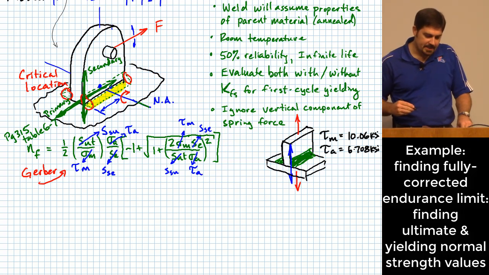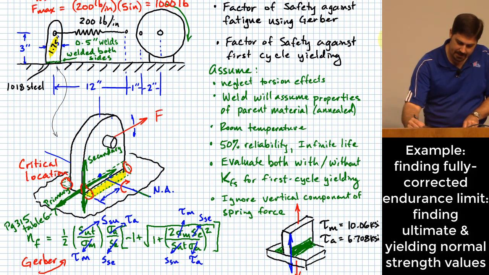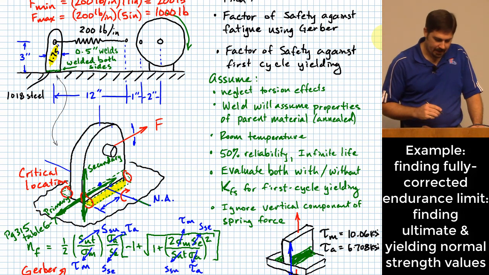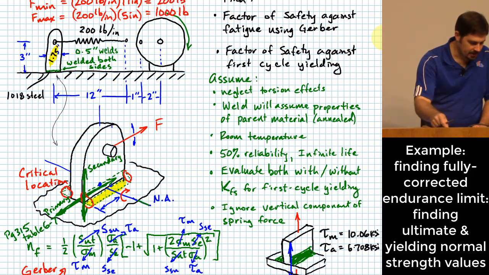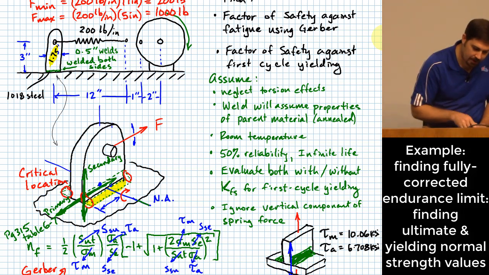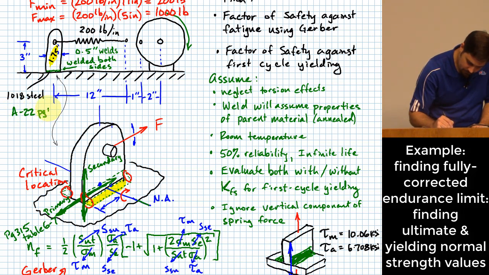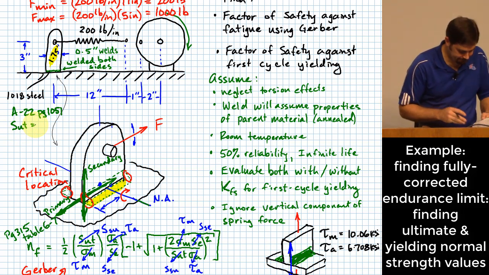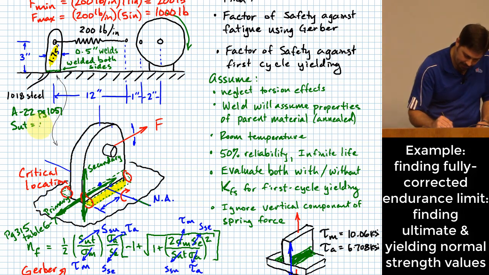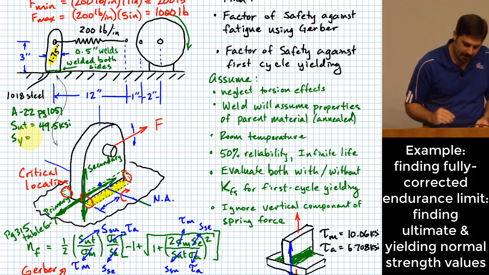First of all, 1018 steel. We need to know some properties for 1018 steel. And rather than spend time looking these up, let me just give these to you. And I need to tell you kind of what page these are on. This is on, let's see, A22, page 1051. Okay, and on that page it tells us that 1018 steel has an ultimate strength of 49.5 KSI and a yielding strength, which we'll need here in just a minute, of 32 KSI.